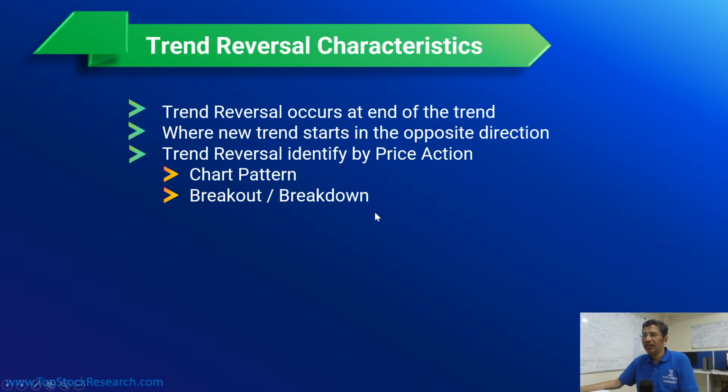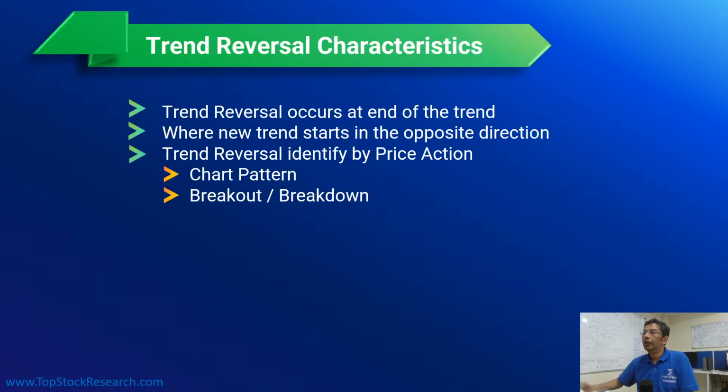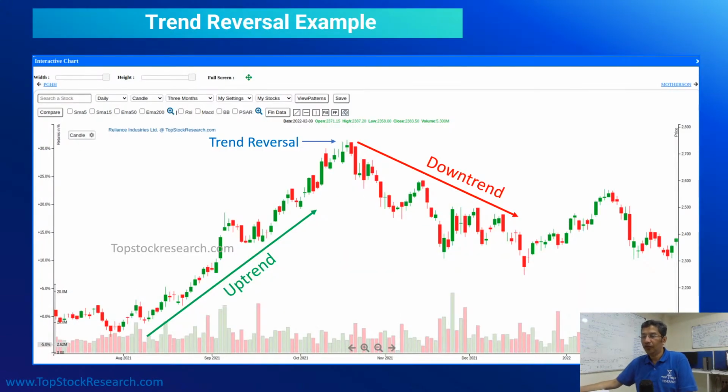So there are a lot of different chart patterns. So this is an example of trend reversal, right? The stock is moving up, and then from this place, there's a bearish engulfing on top. Again, a very nice signal.